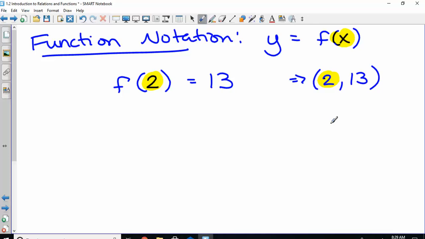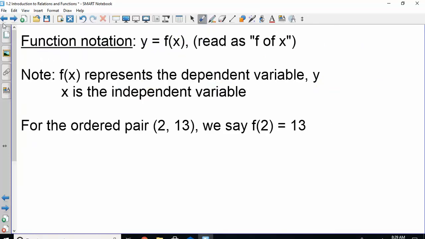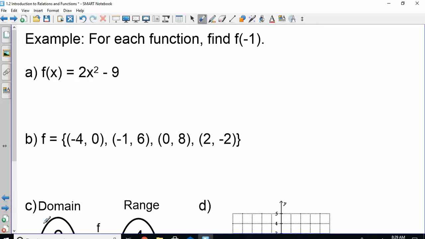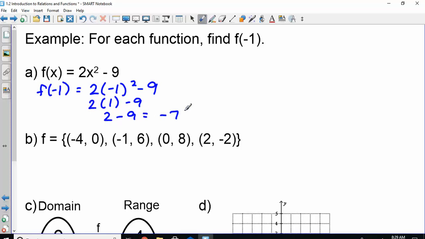So I just want to take a couple and make sure we can evaluate. So for each of these, I want to find f of negative 1. So A, when I say f of negative 1, what is that telling me to do? Substitute negative 1 in. Okay, so order of operations, negative 1 squared means negative 1 times negative 1, so that's 1. And 2 minus 9 gives us negative 7.